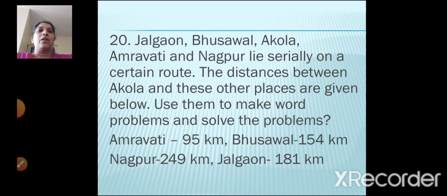Jalgaon, Bhusawal, Akola, Amravati and Nagpur lie serially on a certain route. The distances between Akola and these other places are given below. Use them to make word problems and solve the problems. So they have given Amravati 95 km, Bhusawal 154 km, Nagpur 249 km and Jalgaon 181 km. So these distances and the places are given. So we have to make word problems and solve them.